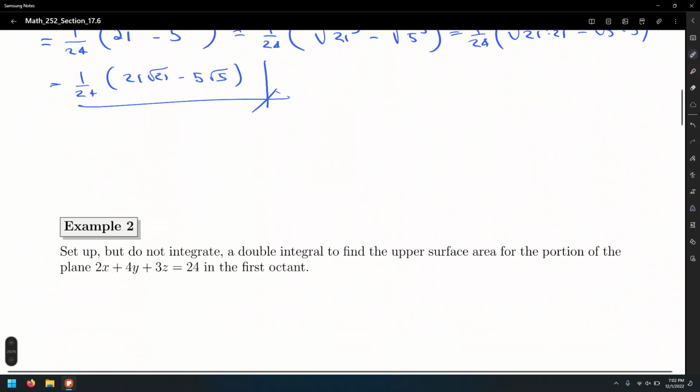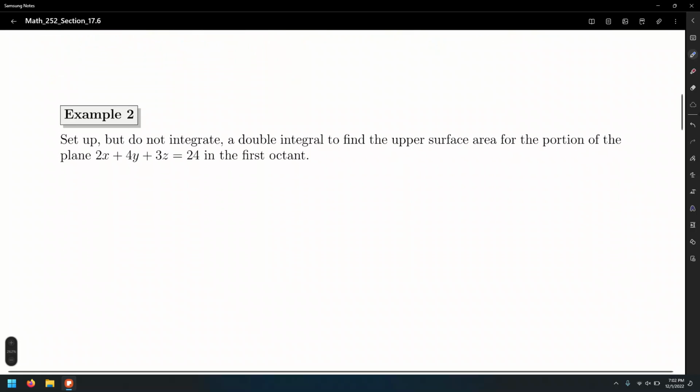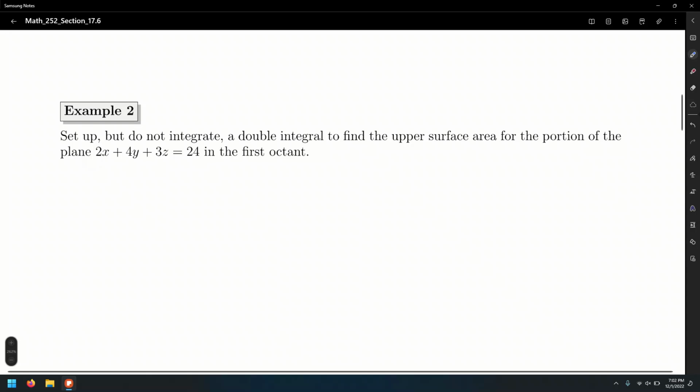Well, in the meantime, let's look at another example of this. Set up but do not integrate a double integral to find the upper surface area of the plane 2x plus 4y plus 3z equals 24 in the first octant. Here is where we will draw this in 3D. This one is okay to draw.